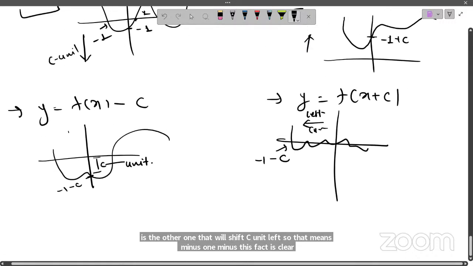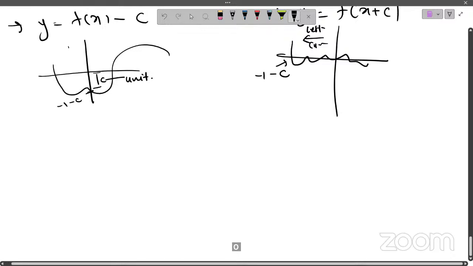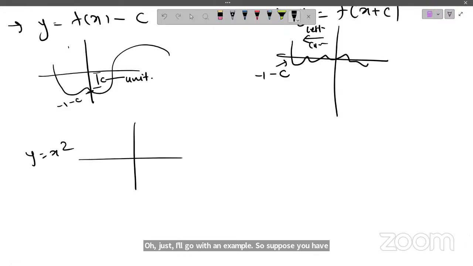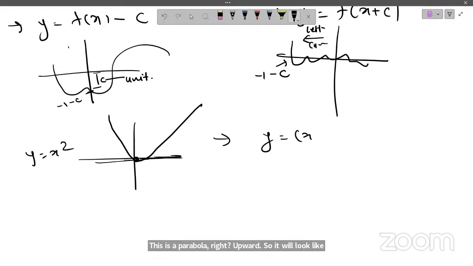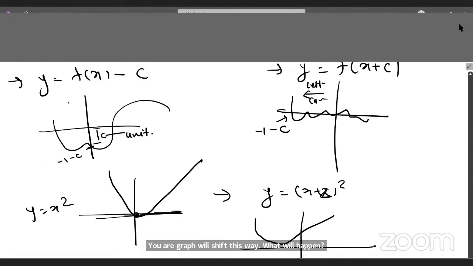No? Okay, I'll go with an example. Suppose you have the graph y is equal to x square. This is an upward parabola, so it will look like this. Then if you have to plot y is equal to (x plus 2) the whole square, what will happen? Your graph will shift this way. I will just show you in a graph.